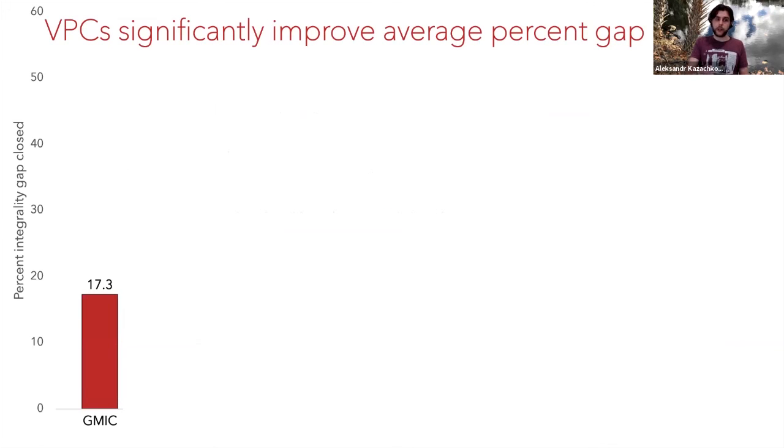Here are some of the results. This shows on the y-axis the percent gap that is closed, and on the x-axis the different techniques. Gomory mixed integer cuts close 17% of the gap on their own for these instances. If we use V-polyhedral cuts, we end up with 15.6% of the gap, which is slightly lower than Gomory mixed integer cuts. And we actually know, at least theoretically, one of the reasons why that's happening.